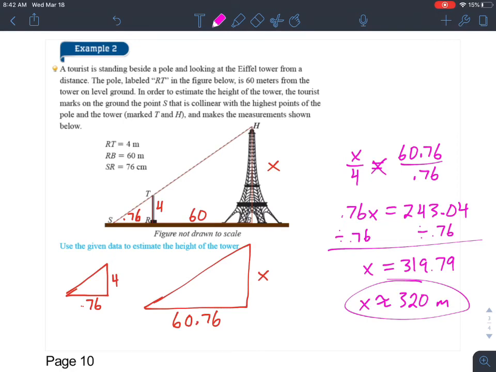So you can figure out whatever the height of the person is and then add that to 320. And that's an estimate of the height of the Eiffel Tower. So this is a method, though, that is used in real life then for estimating heights.